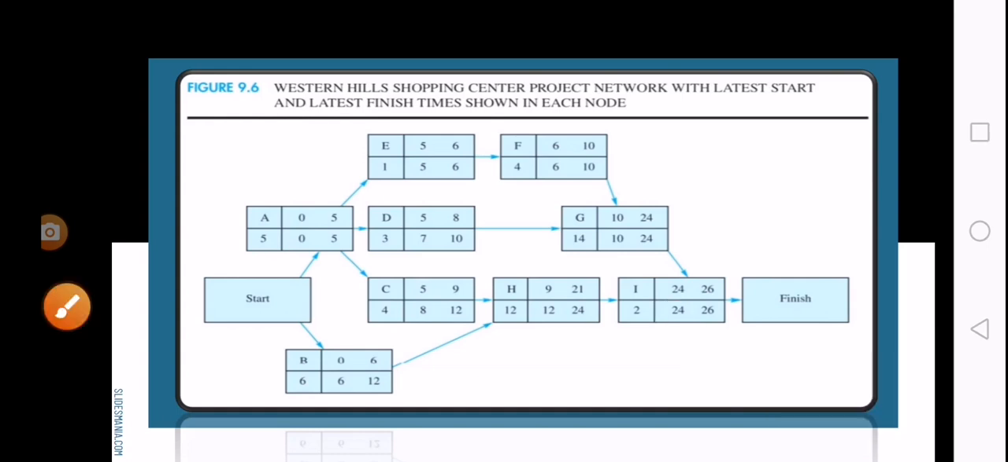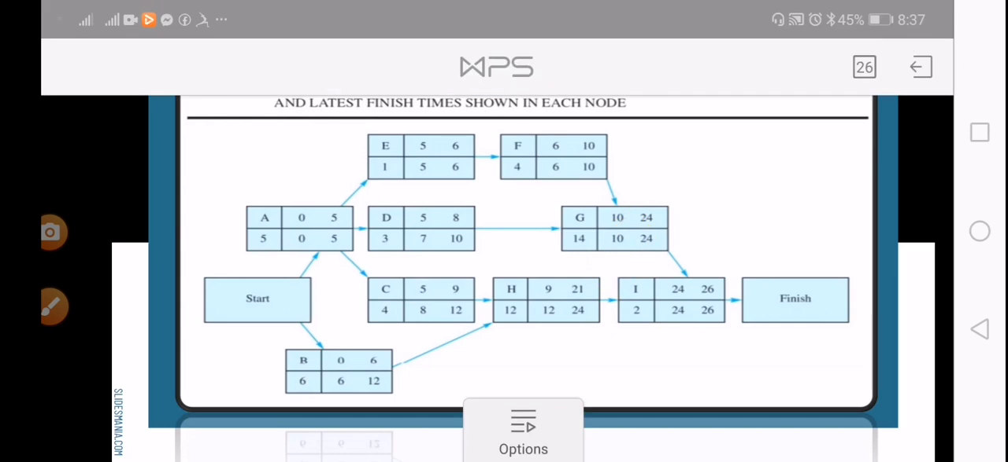So next is, for example, G. Since 24 is the latest start time here, the latest finish time of G is 24, as well as of H. So 24 minus 14 is equal to 10. So 10 is the latest start time of G and 12 is the latest start time of H.